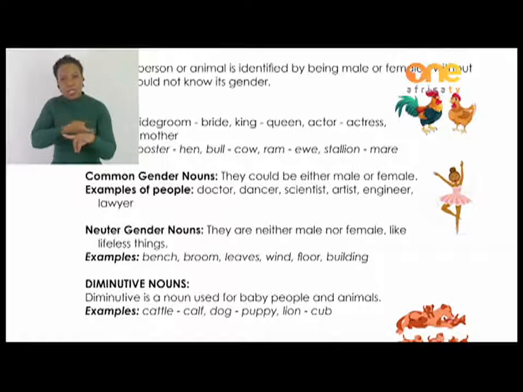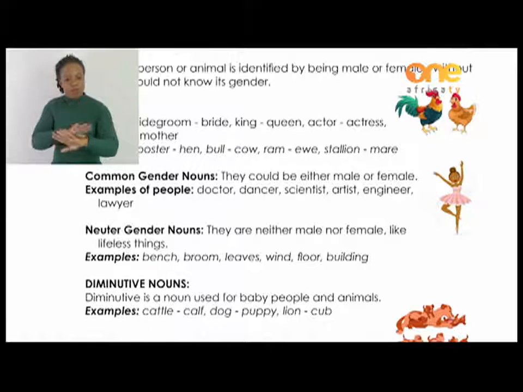Let's now go to common gender. There are other things that use the same gender noun, whether it's male or female, whether it's a male person or a female person. They use a common gender noun. They could be either male or female, like what I'm saying. Examples of people are as follows. Doctor. Whether a person is female or male, if he's a doctor, we refer to him or her as a doctor. So the noun doctor is a common noun. It applies to both males and females.